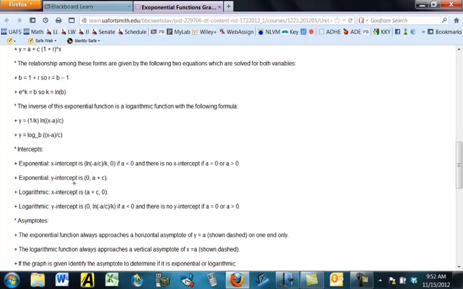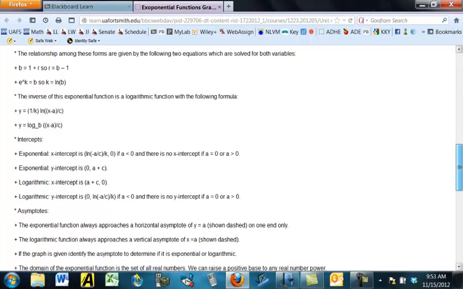If it's exponential, the y-intercept, it does have one, and when x is 0, y is a plus c. And similarly, the exponential always has a y-intercept. The logarithm always has an x-intercept, which is just the reverse, a plus c, comma 0. And again, just reverse the exponential one to get the logarithm one: reverse the x-intercept to get the y-intercept for the logarithm. And again, the same restrictions I said a while ago.